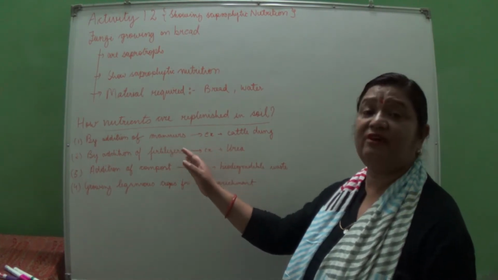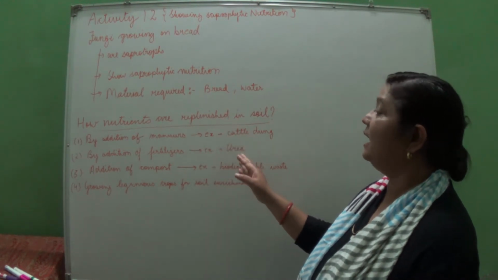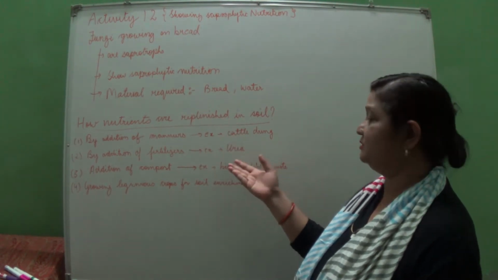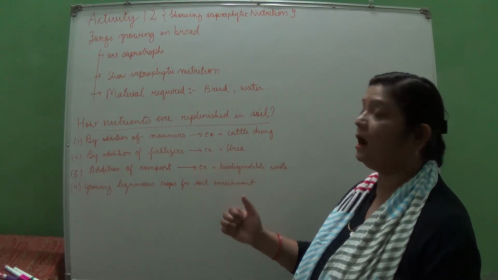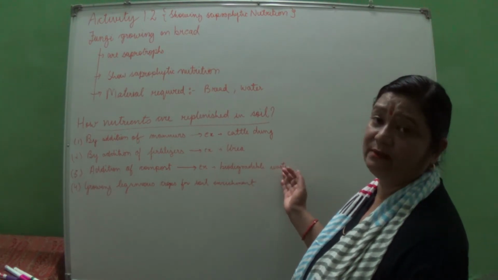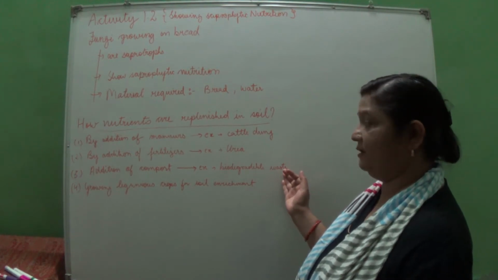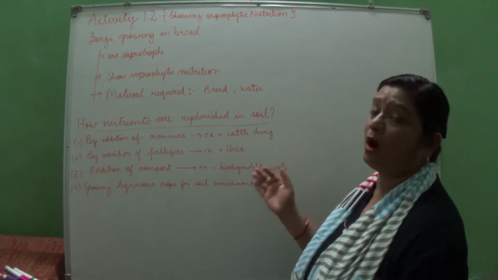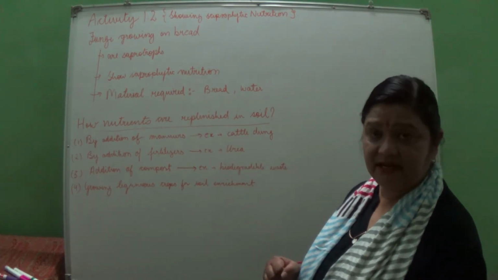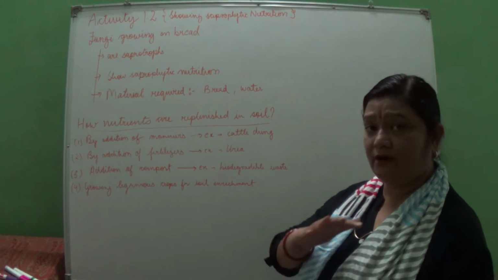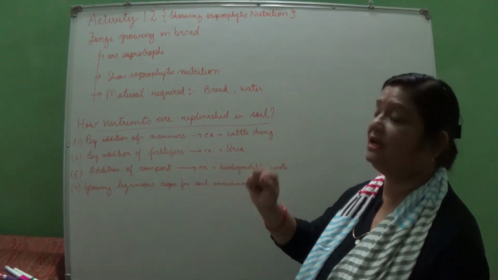Now we can add fertilizers to increase the fertility of the soil or to replenish the soil. There are many fertilizers, and the most common one is urea. You can also add compost to the soil. How? By using the biodegradable waste of our homes or any other organisms, if they are biodegradable in nature. How is this compost prepared? Just dig a pit, keep that biodegradable waste inside it, and close it with soil. After a few days it will change into compost, which is very fertile in nature.